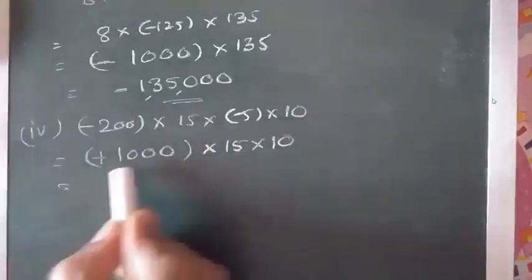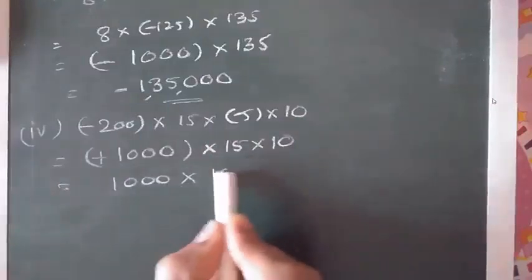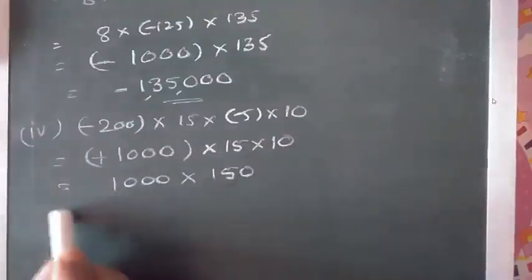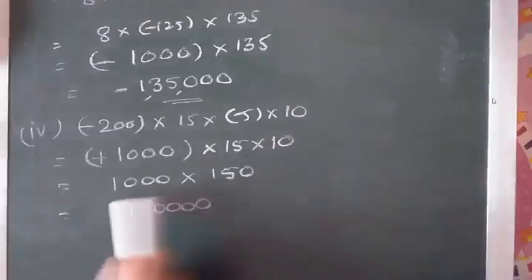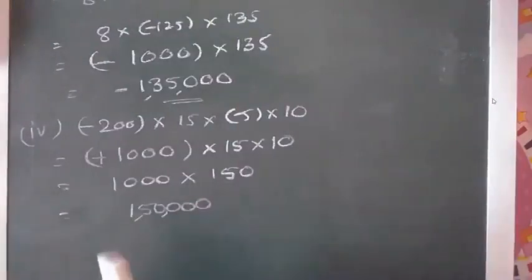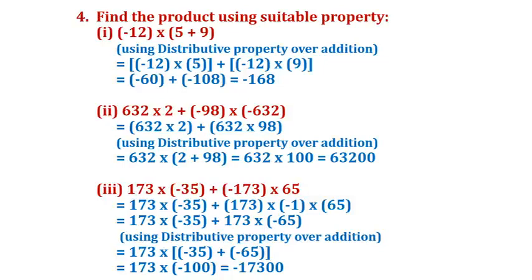So now it is 1000 into 15 into 10. How much is that? 150. So multiply again this with 1000. So 150,000, which is 1 lakh plus, 1,50,000. So this is the convenient way to multiply this problem. So next, going to the fourth one, find the product using suitable property.